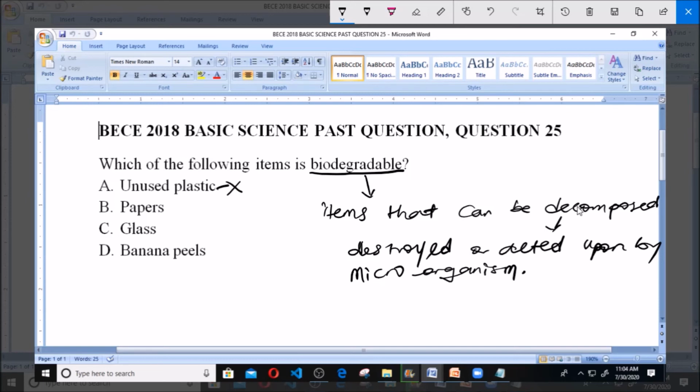It will decay. So from this, you see that banana peel is a biodegradable material because it can be acted upon by microorganisms and they can destroy it. Unlike the plastic, the papers, and the glass that are not biodegradable, they cannot be destroyed by microorganisms. So our answer is D, banana peels.